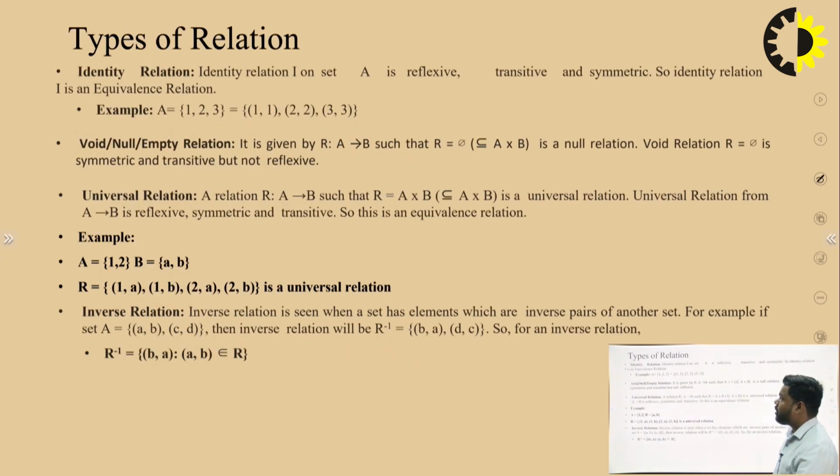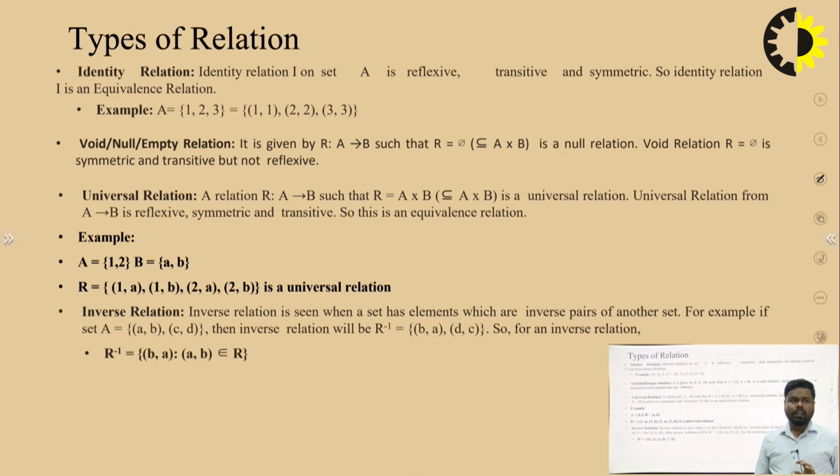Next, types of relation. The first type is the identity relation. As I have written, the identity relation I on set A is reflexive, transitive and symmetric, so the identity relation is an equivalence relation. Identity relation means each element is related to itself. The example I have given: set A is 1, 2, 3 and the relation is (1,1), (2,2), (3,3), which is reflexive, symmetric and transitive. That's why I have written it is an equivalence relation.